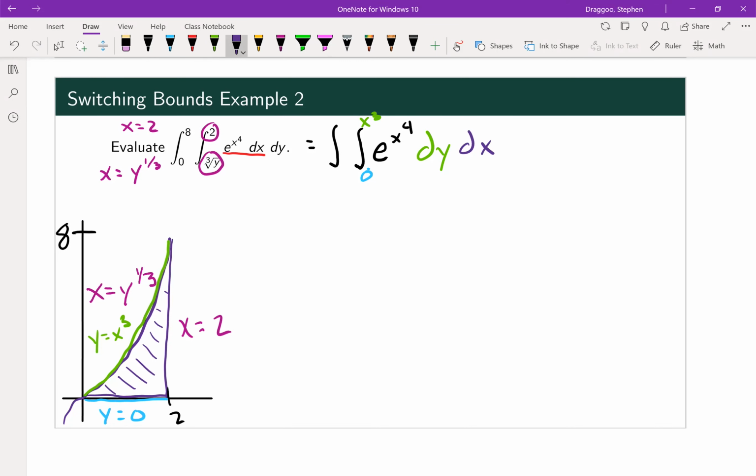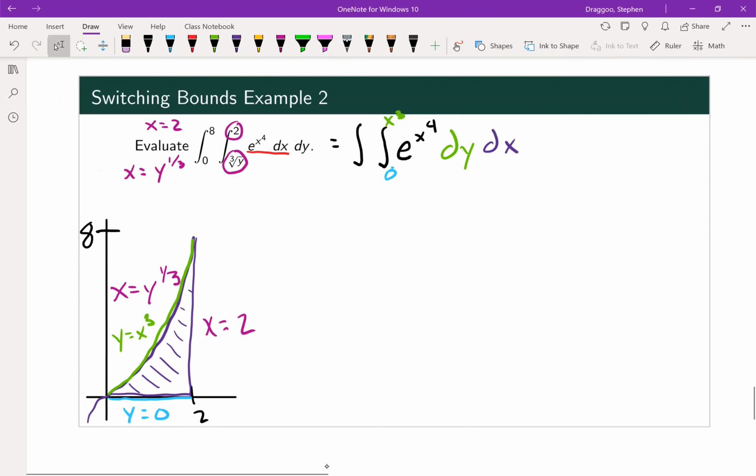And let's find our new bounds for x. So we need a left and a right bound for x, which, if we take a look at it, our left bound is going to be at the origin, so it'll be at 0, 0, and our right bound will be at 2.